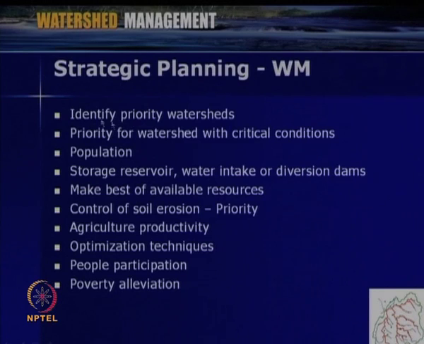So, as part of strategic planning in watershed management, first we can identify the priority of the watershed. If there are so many watersheds for the region, then we can prioritize which watershed we have to intervene in first. Then priority for watersheds with critical conditions. So, we can study which watershed is deteriorated, or which watershed has more problems. That way we can prioritize, and then we can see the population of that region and their economic status, and then we can intervene.